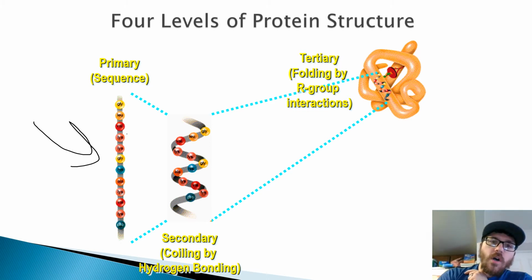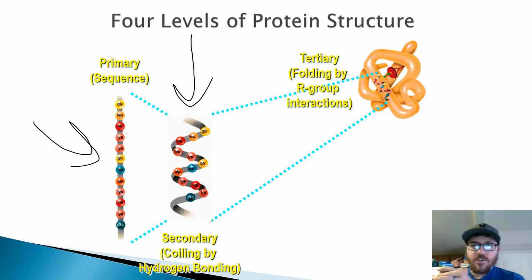Because of the ways that certain amino acids like to be attracted to each other. It's due to hydrogen bonding, which we've talked about before. They form this secondary structure. It could be coiling, like is shown here, and it could be more of a folding effect as well.